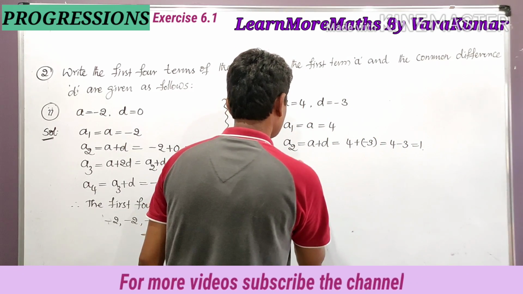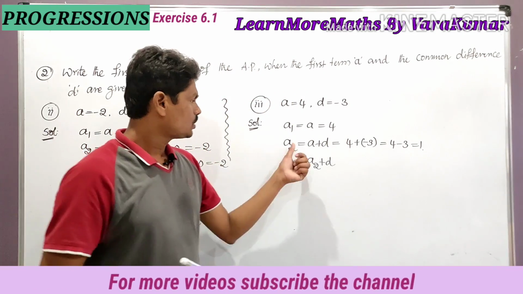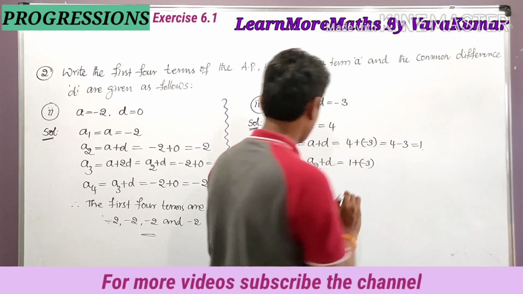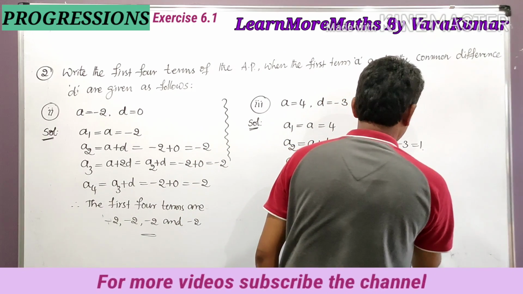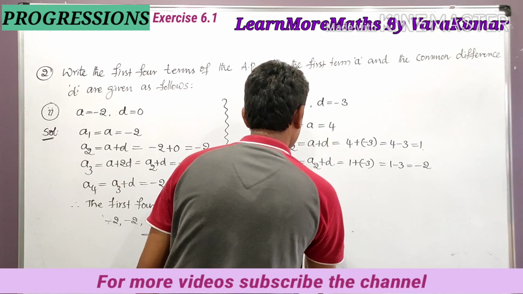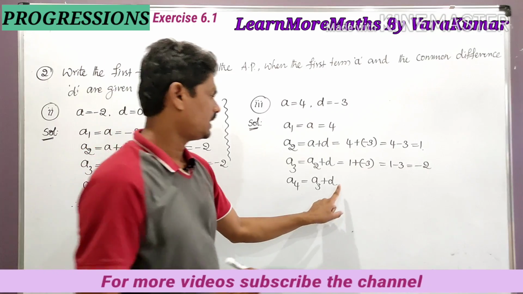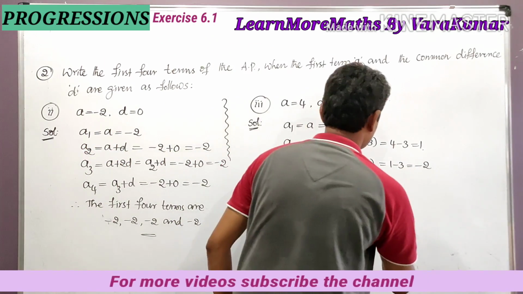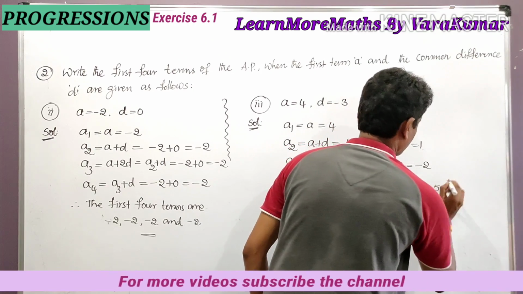In the same way a3 is equal to a2 plus d. a2 value is 1 plus d value is minus 3. So it becomes 1 minus 3, which is minus 2. Next, the fourth term a4 is equal to a3 plus d again. a3 value is minus 2 plus d value is minus 3, student. So it becomes minus 2 minus 3, which is minus 5.